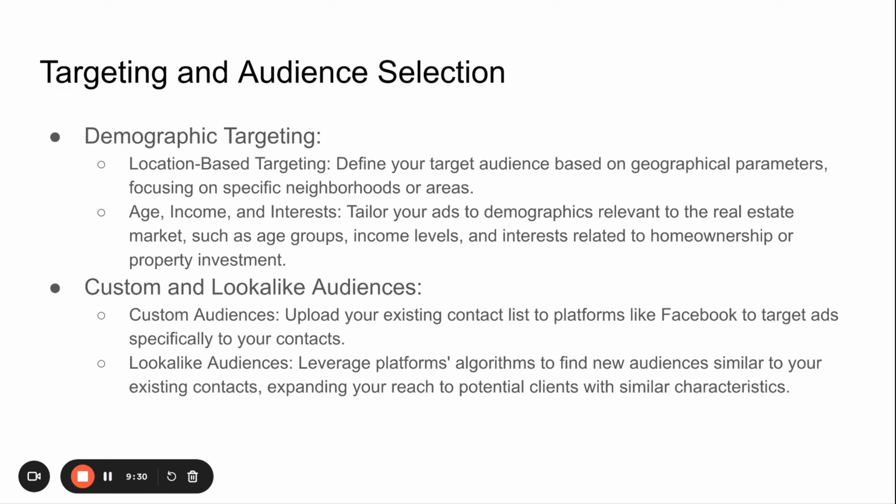And then now we have custom and lookalike audiences. If you have a list of contacts already, you can upload that list to platforms like Facebook and then target ads specifically to those contacts. And then from that list, you can create a lookalike audience. After you upload those contacts to something like Facebook, Facebook will scan them and then find people that look like them, have the same interests, maybe live in the same places, and you will create what's called a lookalike audience.